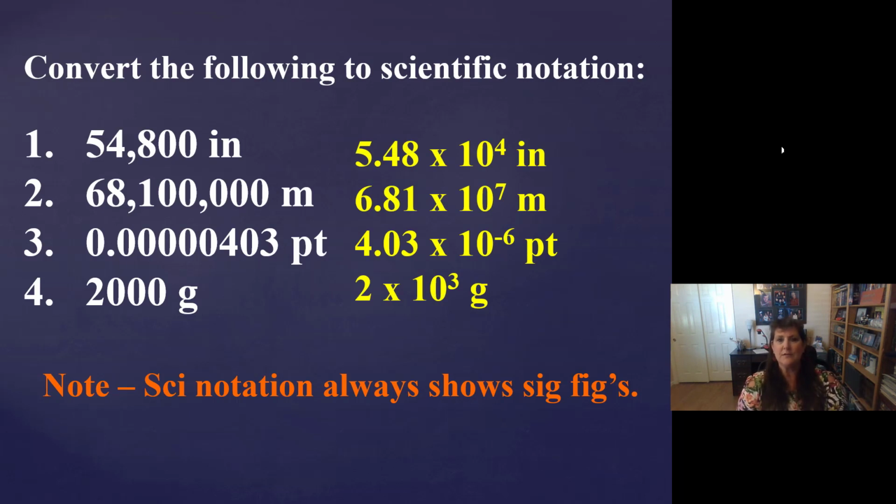All right, let's check our answers. 5.48 times 10 to the 4th inches, check. 6.81 times 10 to the 7th meters, check. 4.03 times 10 to the minus 6 pints, check. 2 times 10 to the third grams, check. Again, note, scientific notation always shows the sig figs, not the placeholder zeros. Placeholder zeros go away.